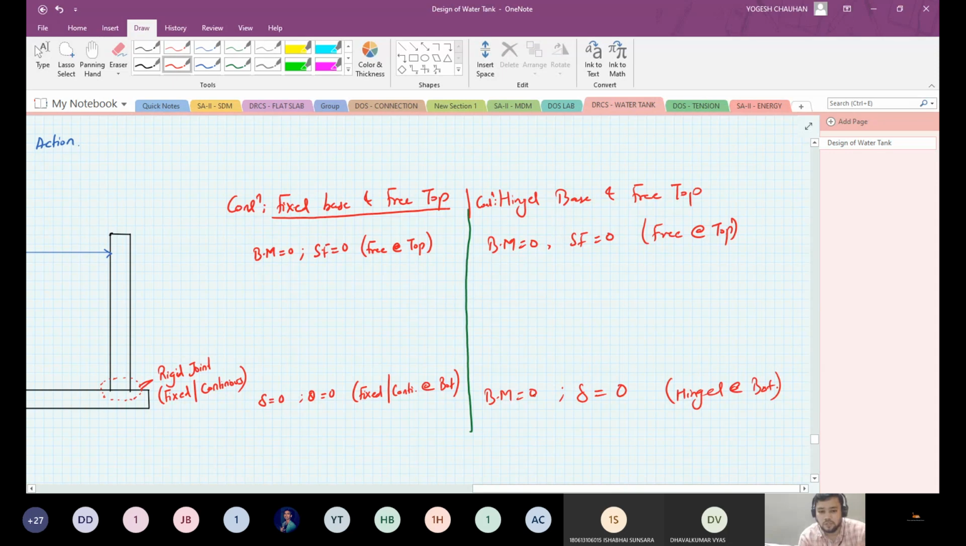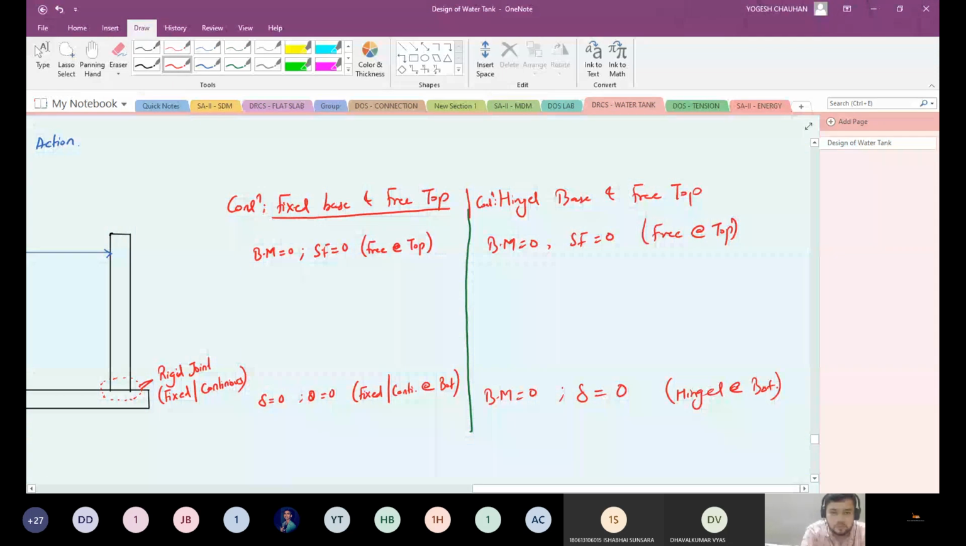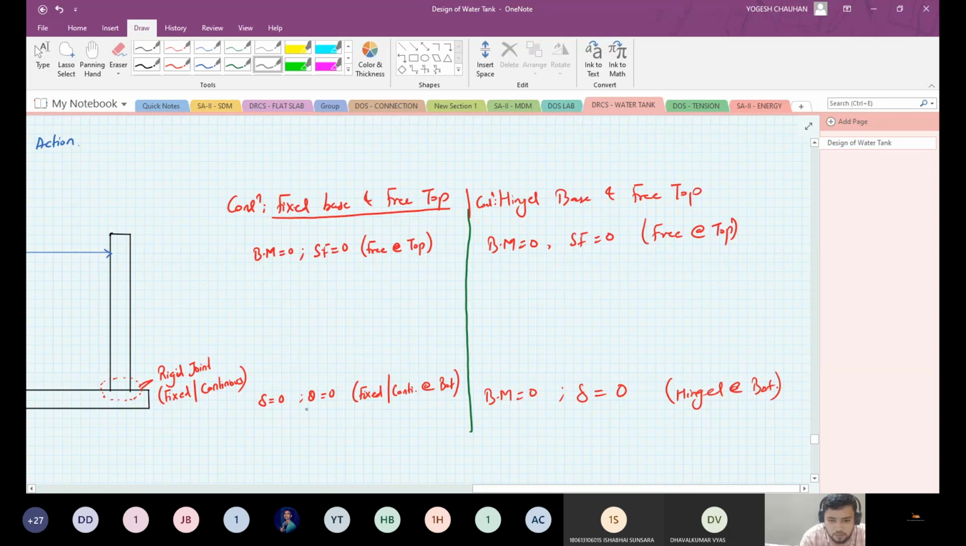So the only difference is that instead of slope equals to zero, you substitute the bending moment equal to zero, and you will get the condition for the hinged base. For fixed or continuous base, these are the conditions, and for hinged base, these are the conditions.